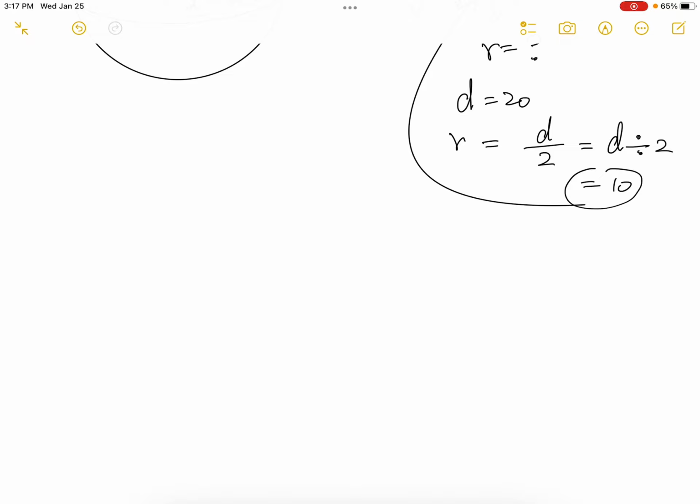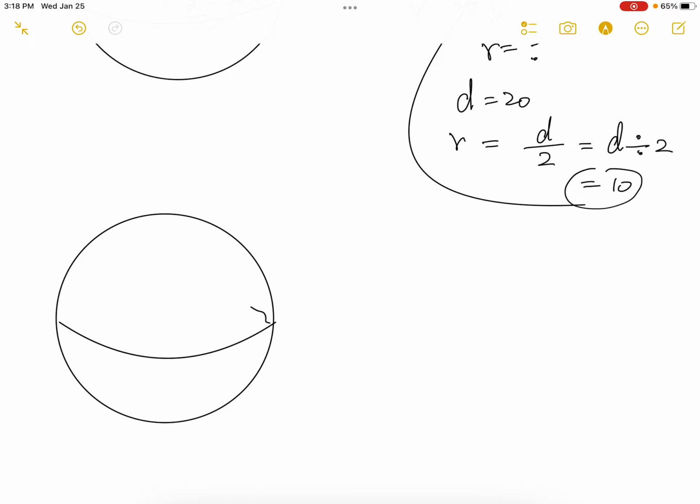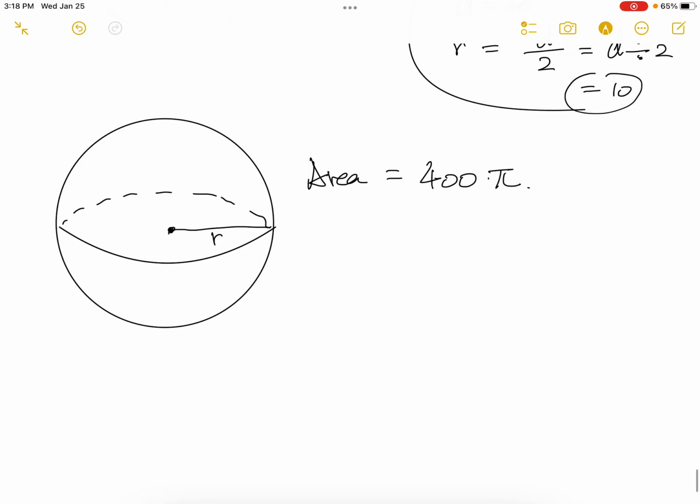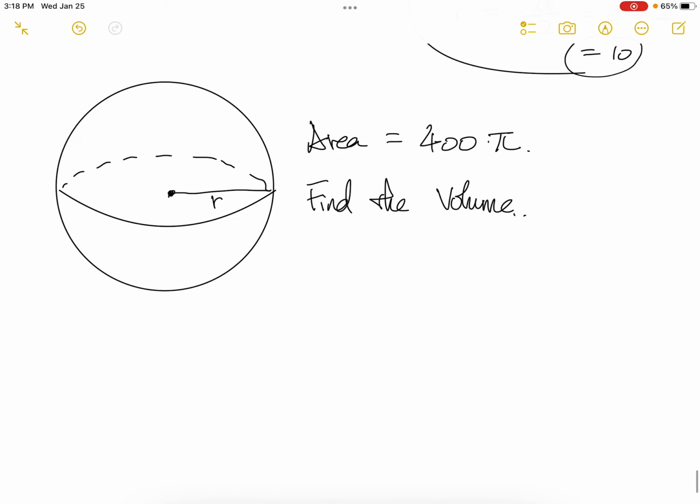So then similarly, like I walked you through yesterday, now if I don't tell you anything about this here, and I say the area of this sphere is 400 pi, and then I ask you to find the volume. Again, the same steps follow. The first step, since they're asking us to find the volume, we don't even think about anything else. We just write down the volume formula, 4/3 pi r cubed.